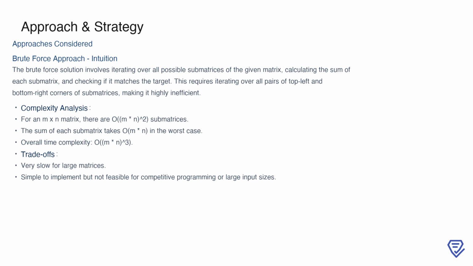The main idea here is to iterate over all possible submatrices in the given matrix. For each submatrix, we calculate its sum and then check if it matches the target value. This involves iterating over all pairs of top left and bottom right corners to define the submatrices, which is quite straightforward to implement. However, this simplicity comes at the cost of efficiency.